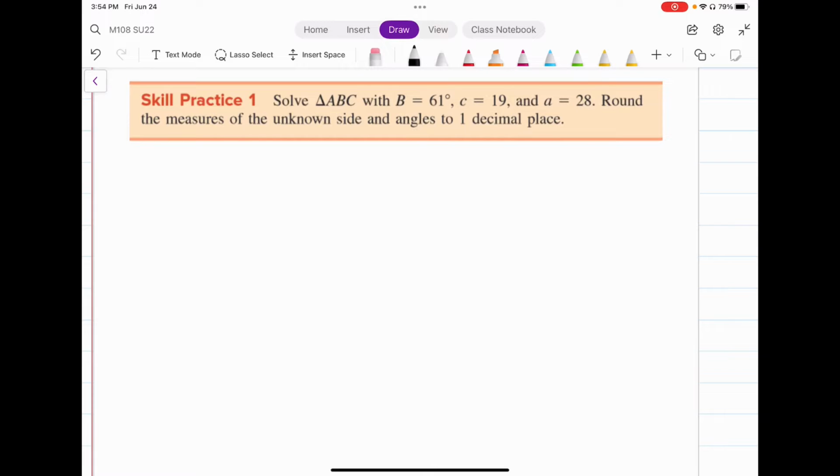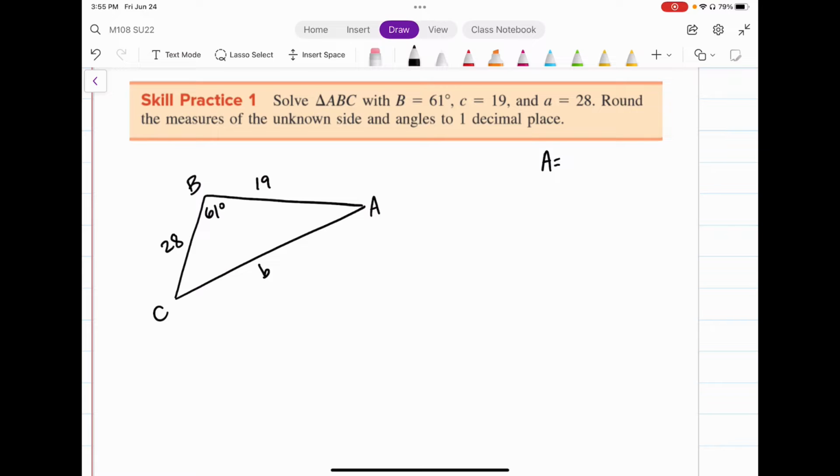Skill practice 1, we are given one angle and two sides, and notice that I have side A, side C, and angle B, which must be nested between A, B, and C. So let's draw our triangle. Triangle not drawn to size. So let's say that B is 61 degrees, C is 19, A is 28, and we'll need to know side B. This would be angle A, this would be angle C, and this would be angle B.